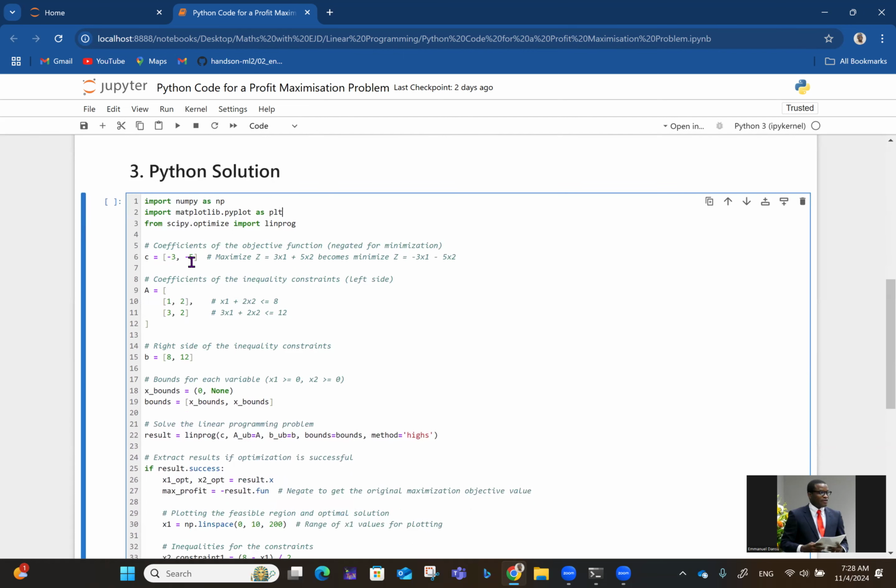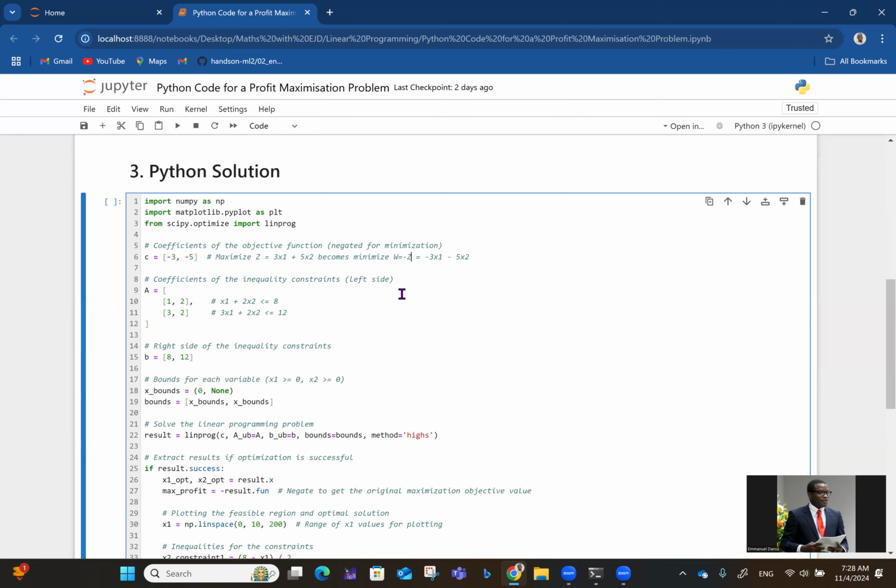Maybe you can just call it something like w, where w is equal to minus z. So when you negate it, you turn the maximization into a minimization problem. And then you extract minus 3 and minus 5 from that.